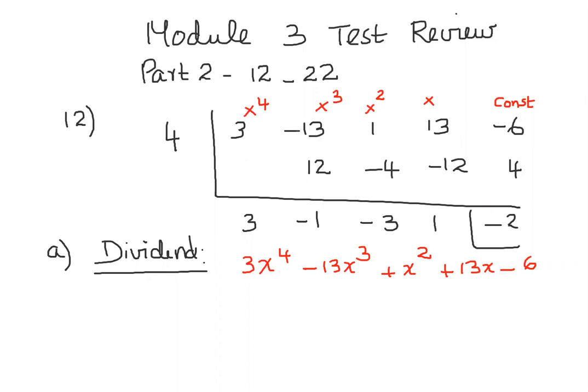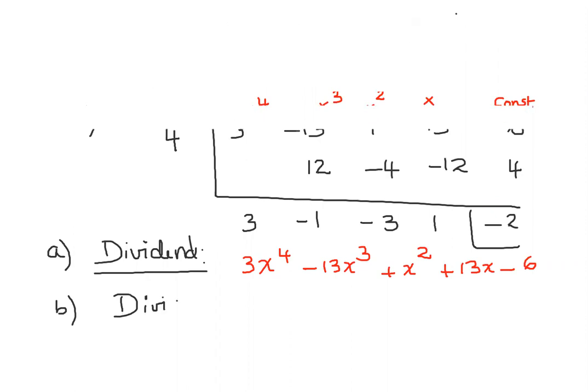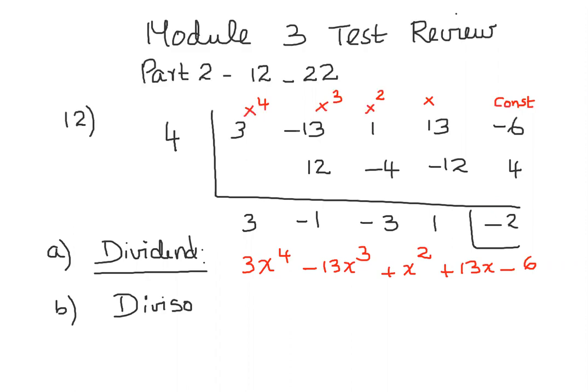Okay. Part B, we are going to find the divisor. The divisor is the number outside, whatever the number we are dividing by, but you can write this one as a factor, which is x minus 4. So the answer is you have to write it as a factor, which is x minus 4.